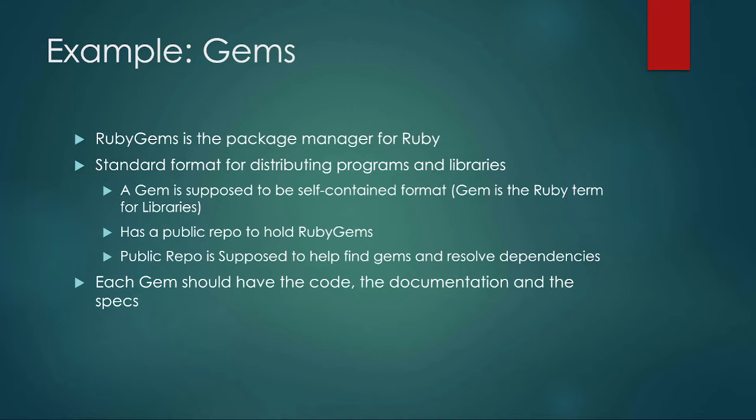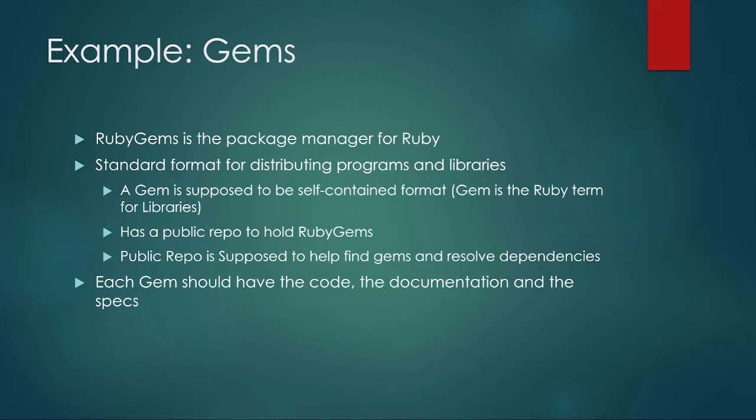One of the things that a package manager can do is it gives us a standard format. So the gem is self-contained. It's the same thing as a library. There's a public repository to hold all of these gems, and it's supposed to help you find them and fix any dependencies that you might have. Each gem that you want to install should have the code, the documentation, and the specs that you need. So that means rather than having to go look for things in multiple places, you have the option of just looking at the gem, and the gem is supposed to have everything.